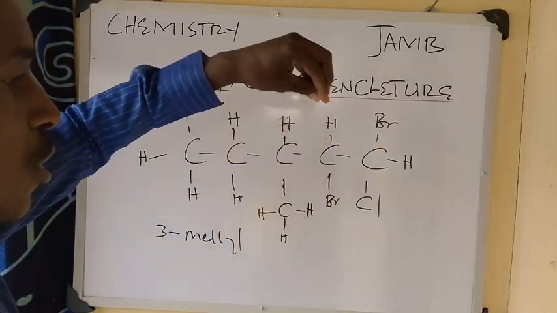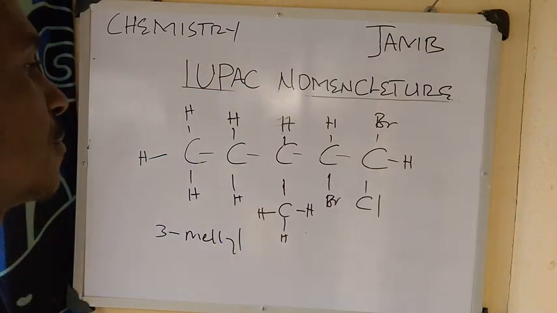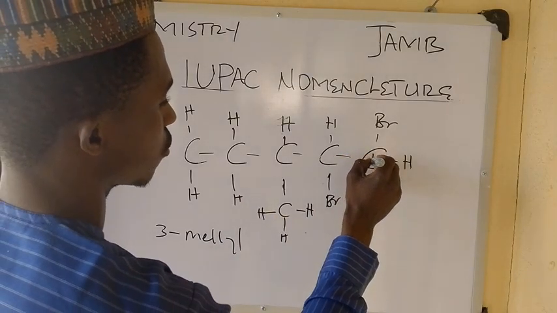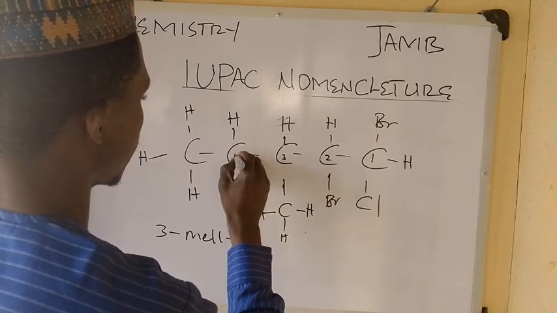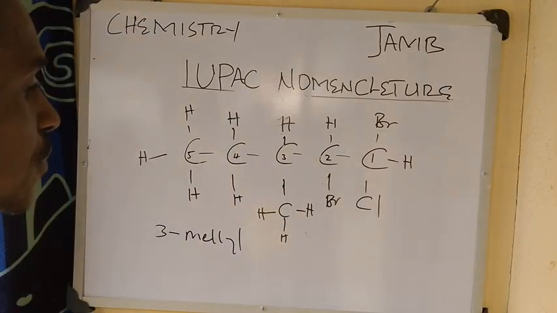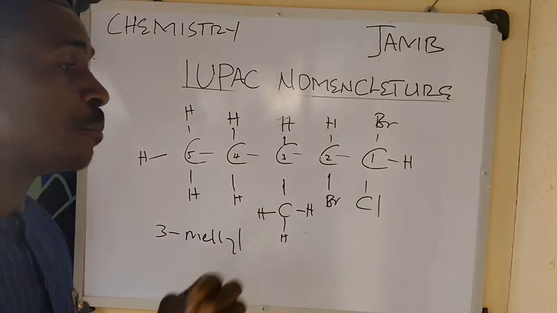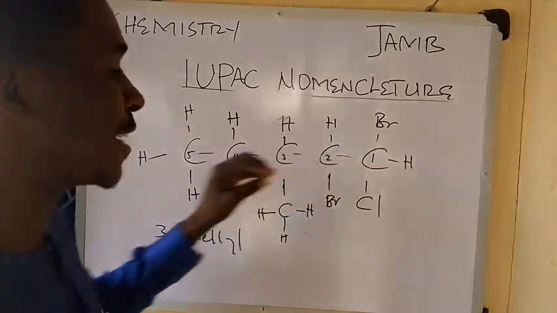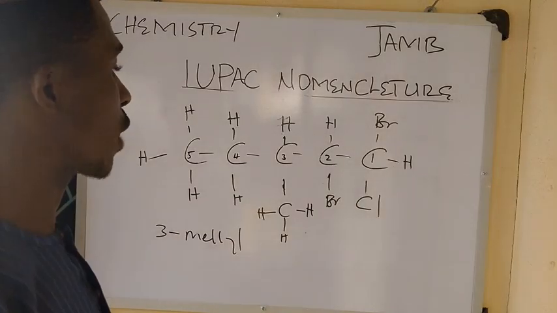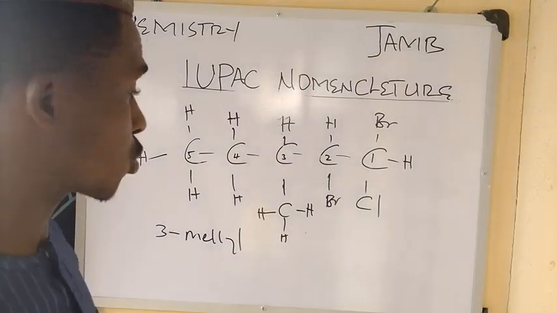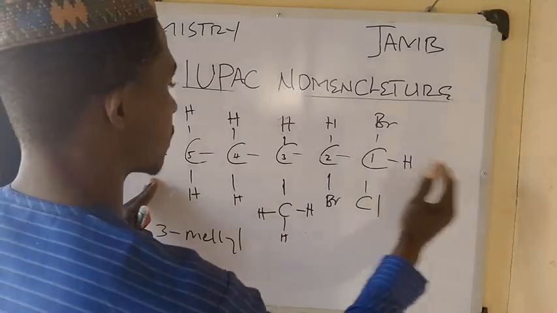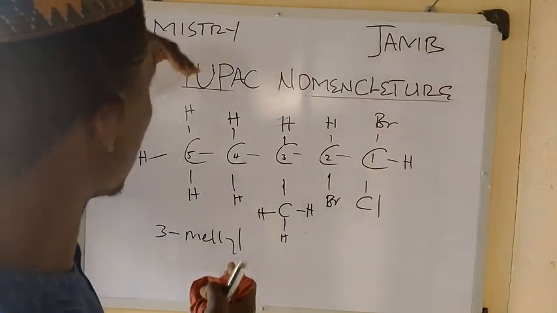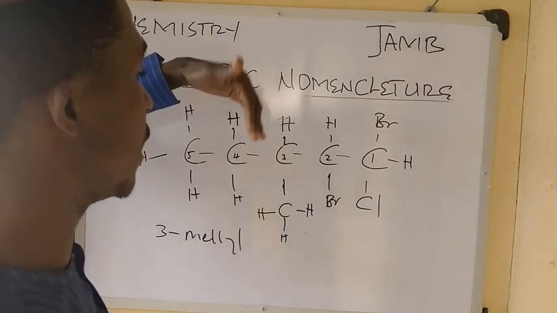Now, if you choose your longest chain, the next thing is what? Is to number your longest chain. So if I want to number here, can you see 1, 2, 3, 4, and 5. And remember, in the numbering, we said that if you are numbering, you should number in such a way that your substituents will have what? Less number. So you are not just numbering anyhow. If you look at the previous structure, we numbered from this side to this side. The reason is because more of the substituents are on this side, and we number in such a way that they should have less number.